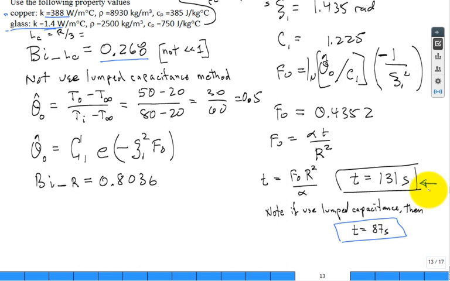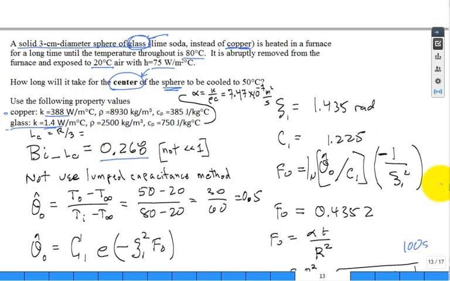If you're just trying to get within, you know, the first significant digit, I know that this is 100 seconds, and this would be 90 seconds. That's pretty close to each other. So I'm not discounting the lump capacitance. It's still going to get you close. Now if the Biot number came in at 2.268, you'd be further off. But 0.268 is closer to being negligible than 2.